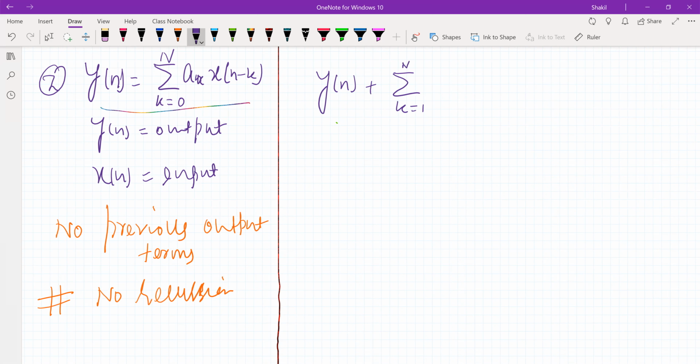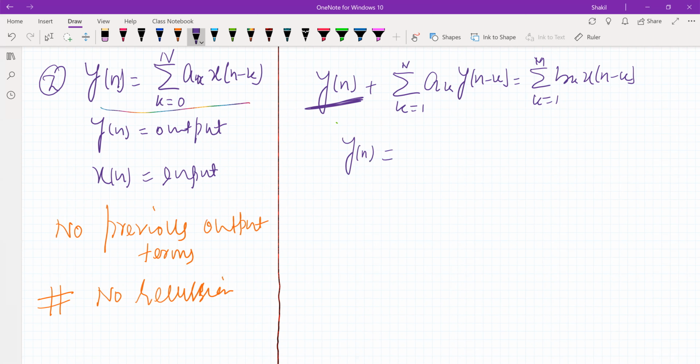Summation k running from 1 to m, a_k y of n minus k, is equal to summation k running from 0 to m, b_k x of n minus k. So now you can see the present output y of n is dependent upon the present and past values of the input and the previous values of the output.